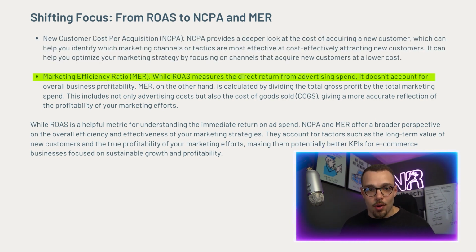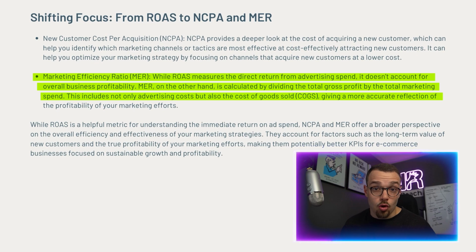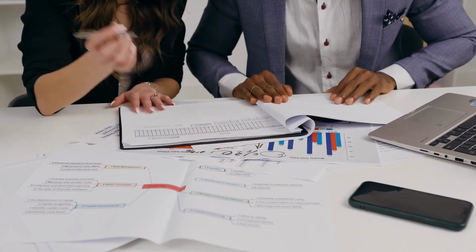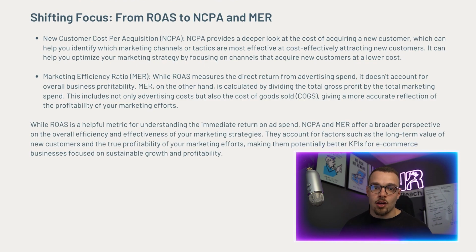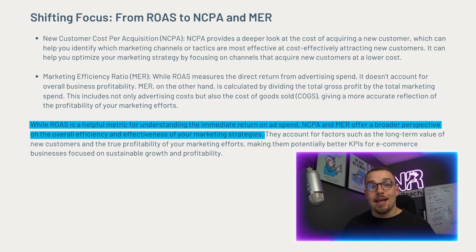And then MER, right? Marketing efficiency ratio. MER is taking a look at the actual profitability of your funnel as a whole. This is where you're taking gross profits and dividing it by the total amount of marketing spend. This includes advertising costs, as well as COGS, to give you a much more accurate representation as to how profitable your marketing is. Like I said, while return on ad spend is still a very helpful metric to understand, tracking NCPA and MER allows you to have a much broader perspective on your marketing and the overall efficiency of it, making these, as of right now, more reliable KPIs for us to track in terms of success.